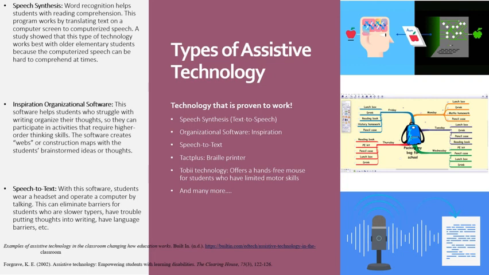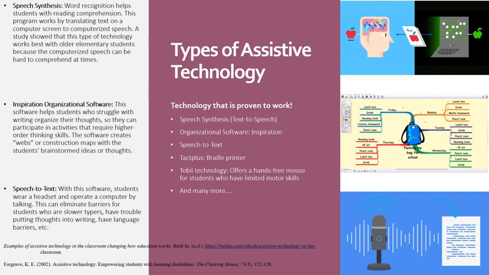Next one I'll talk about is the Inspiration organizational software. This software helps students who struggle with writing organize their thoughts so that they can participate in activities that require higher order thinking skills. The software creates webs or constructs maps with the students' brainstormed ideas or thoughts. Honestly, I would use this with just about anyone in my classroom, especially in early education, because if I'm looking back at myself in third, fourth, fifth grade, I was not an organized person at all. Okay. So if you can use this software to help organize students' thoughts, why wouldn't you use it?